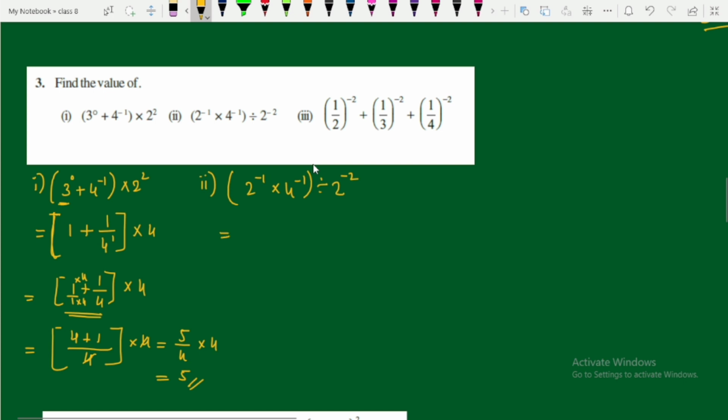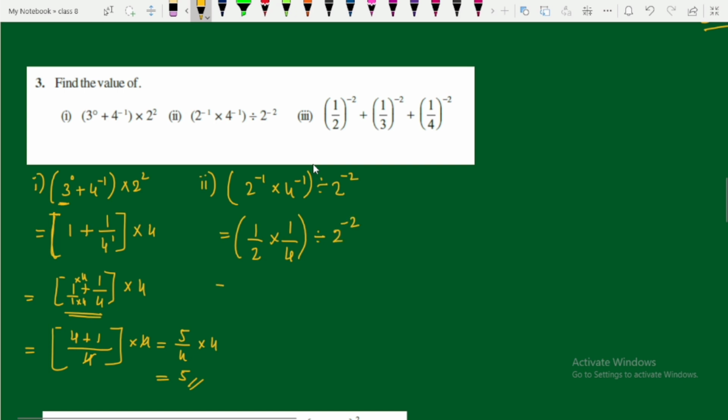So 2 raised to minus 1 is there, so we can write it as positive: 1 upon 2 raised to 1. So 1 upon 2 raised to 1 means it is 2 only, right? Then 4 raised to minus 1 is there, you can write 4 raised to 1, that is 4 raised to 1 means 4. So it is divided by 2 raised to minus 2. Yes, 2 raised to minus 2 we will write as it is.